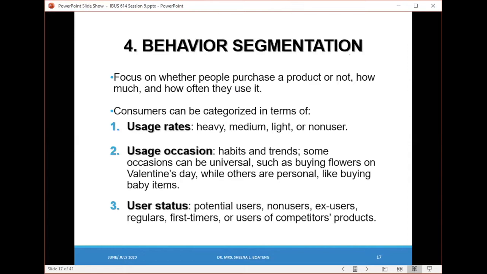So under this, we can talk of three main levels of behavior segmentation. The first one is usage rate. And here we can talk of heavy users, medium users, light users, or non-users.